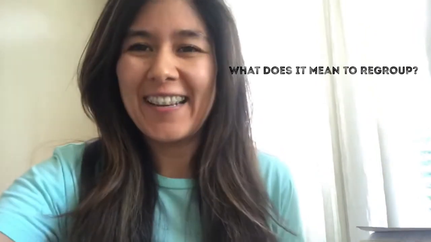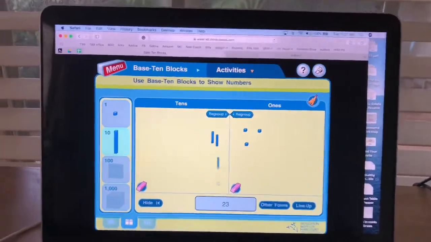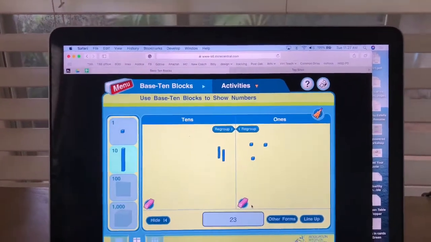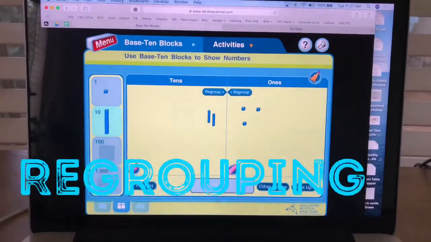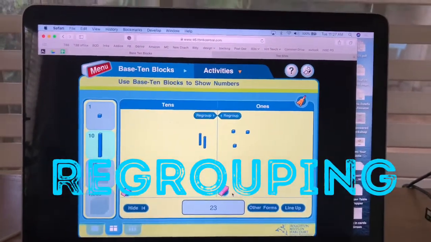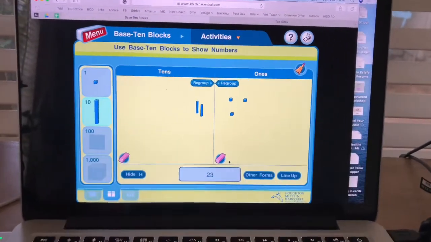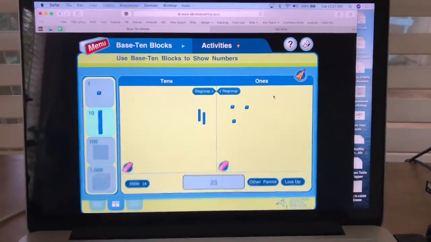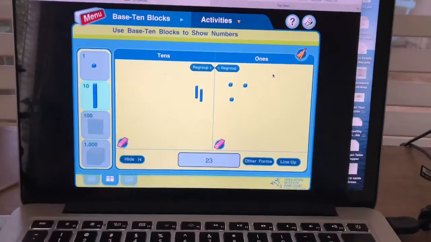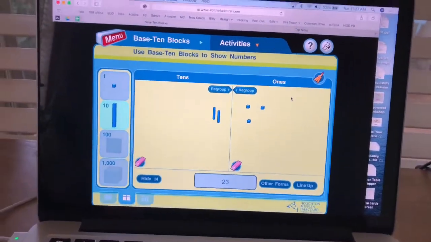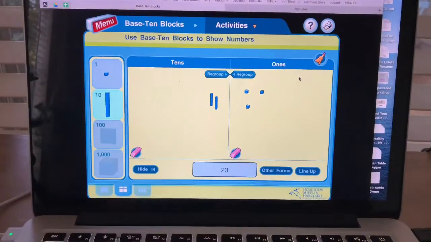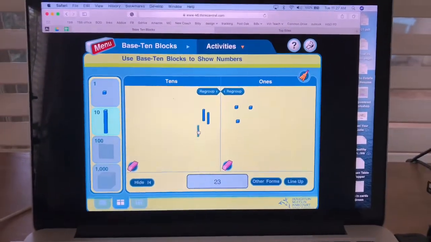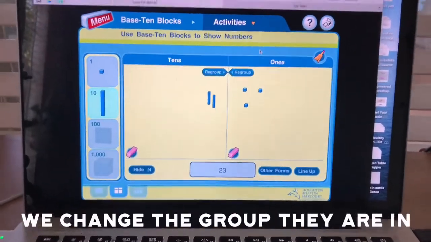Let's dive on in. Let's say that we have the number 23, right? 2 tens and 3 ones. When we're talking about regrouping, right now we have two place value groups. We have the group of tens and we have a group of ones. So when we regroup, or group again, either the tens or the ones, we change the group they are in.